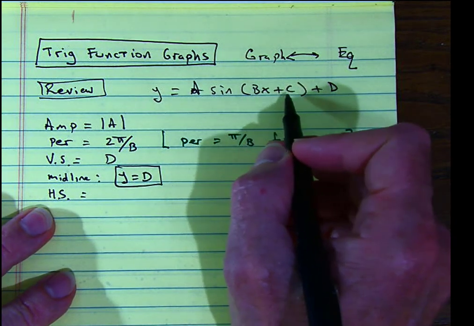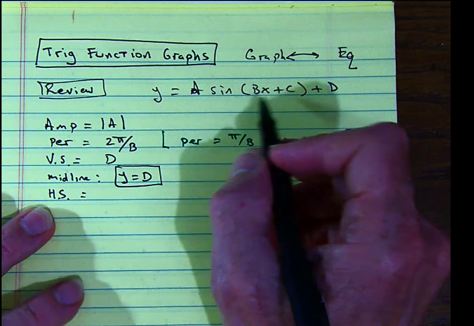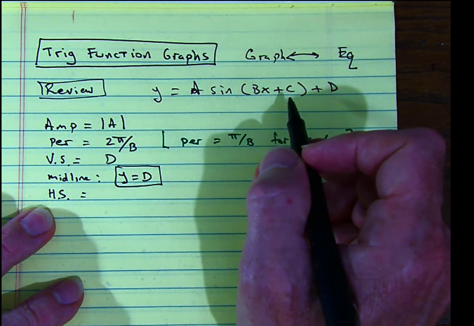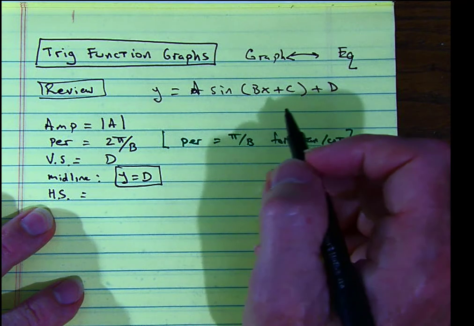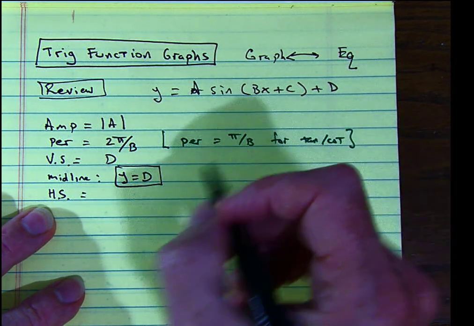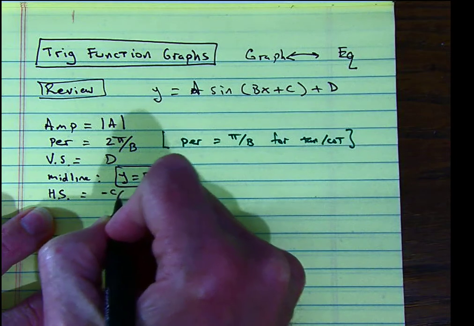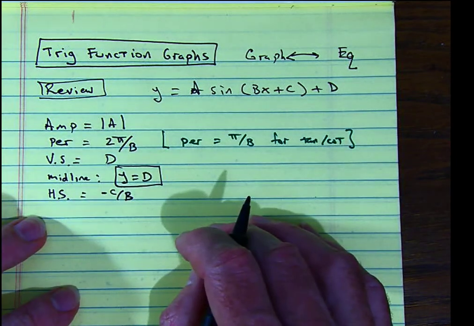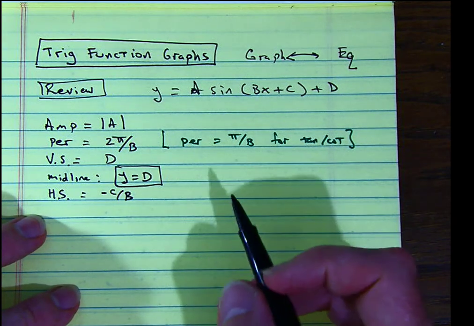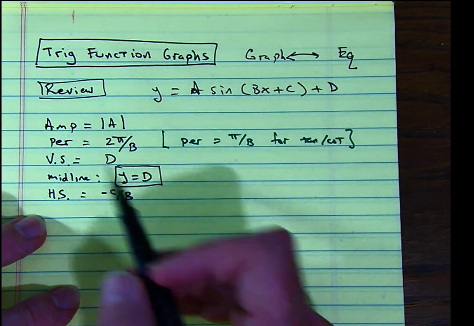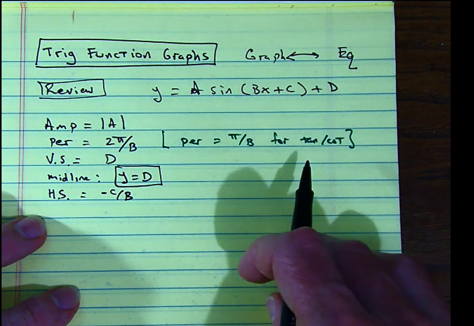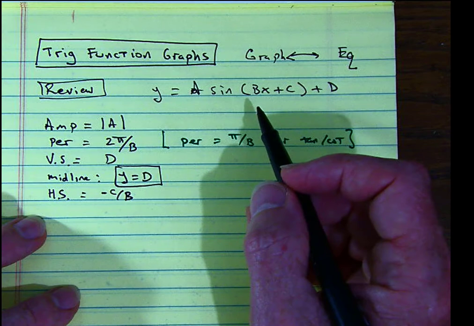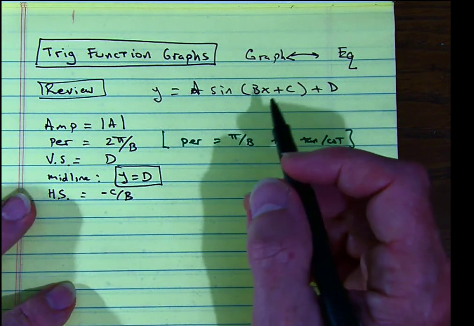And if you have this bx plus c formula here, it's not factored. It's x is a term and c is a separate term. There's a little formula that will tell you where the horizontal shift starting place is. It's negative c divided by b. And we learned all that information so that we could use that to take the equation, get the information, draw a graph. Or if we have a graph, we can deduce the information and figure out the a, b, and c's and then write the equation.